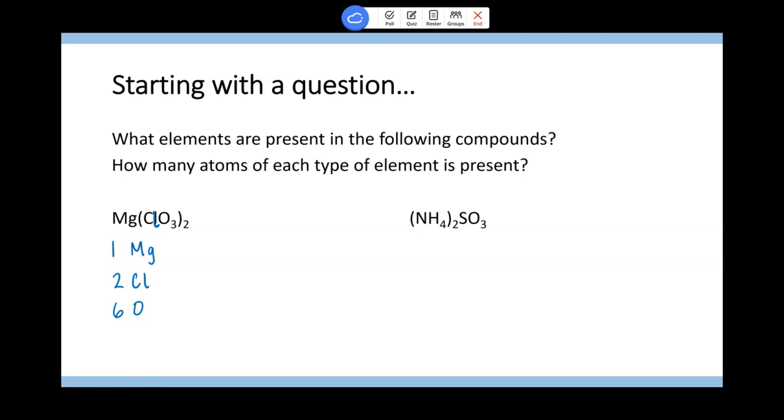Similarly, for the second compound, we have NH4 in parentheses with a 2 subscript after the parentheses, so the 2 applies to the nitrogen. We have 2 nitrogen, and then we multiply 2 and 4, so we have 8 hydrogen atoms. We have 1 sulfur and 3 oxygens.